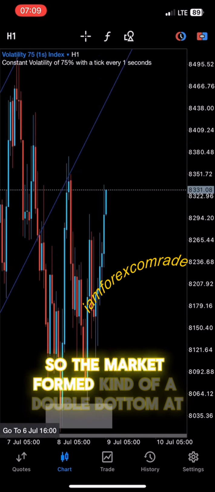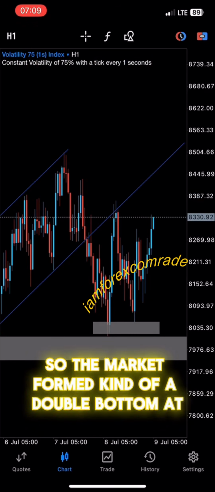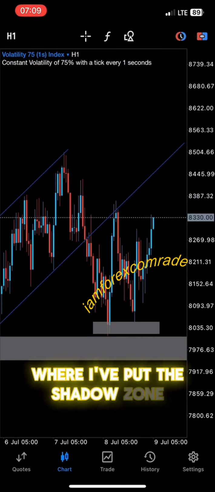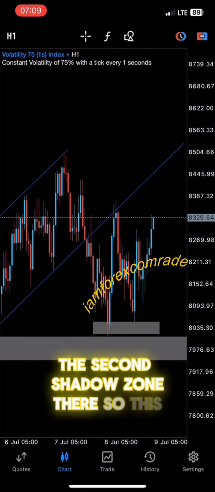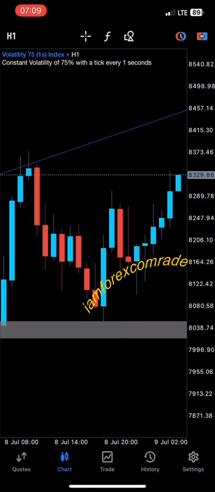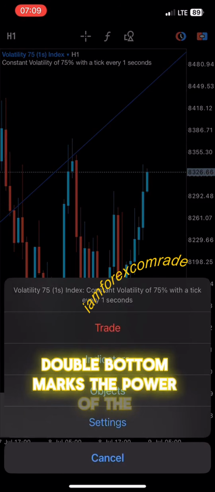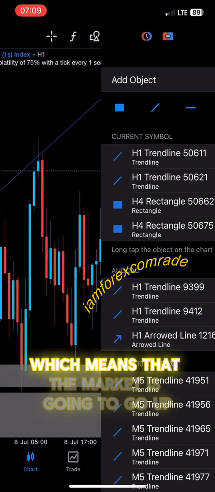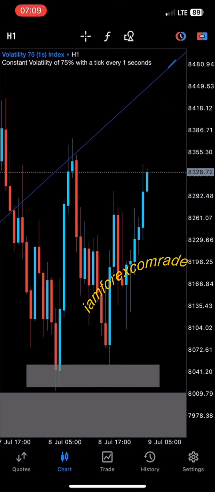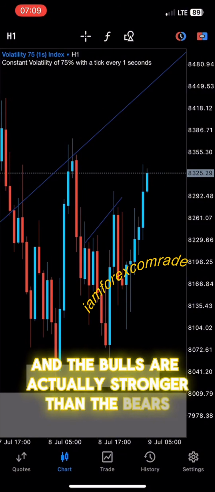If the bulls could not be overpowered, it means that the bulls are actually stronger. So the market formed kind of a double bottom where I've put the second shadow zone. This double bottom marks the power of the bulls. It means that the market is going to go up and the bulls are stronger than the bears.